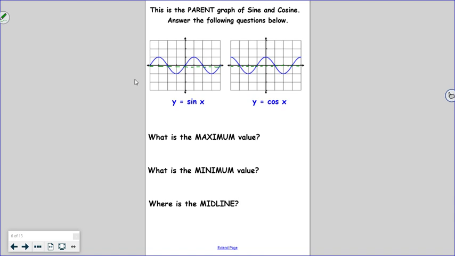When they talk about the value of the function, they're talking about y's. What is the biggest y these graphs ever hit? 1. The smallest y these graphs ever hit? That's your minimum value, okay? And our midline is at 0. Well, that will always end up being the average of those two numbers. Your max plus your min divided by 2.